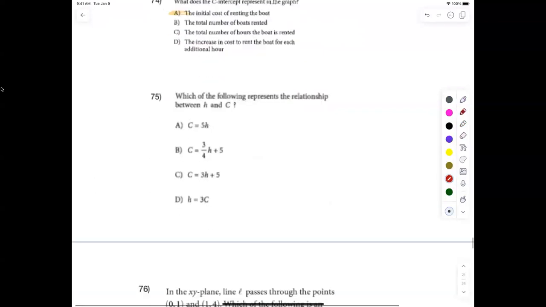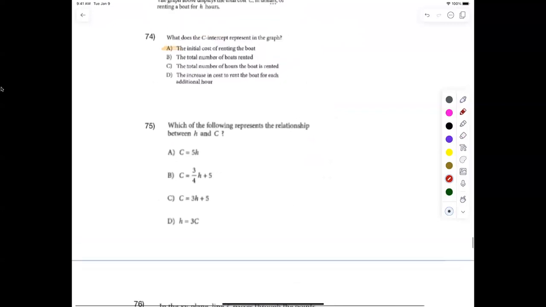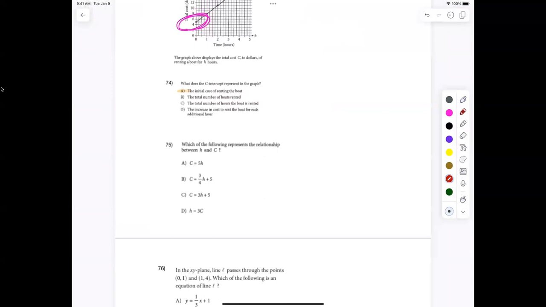All right. Which of the following represents the relationship between H and C? How did you get that so fast? Because up is 3 over. Everybody who put B, pat yourself on the back. You're wrong.